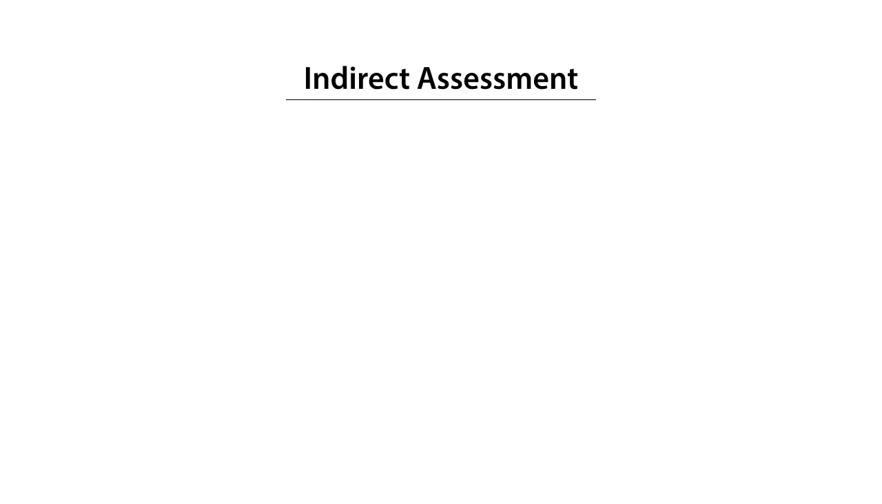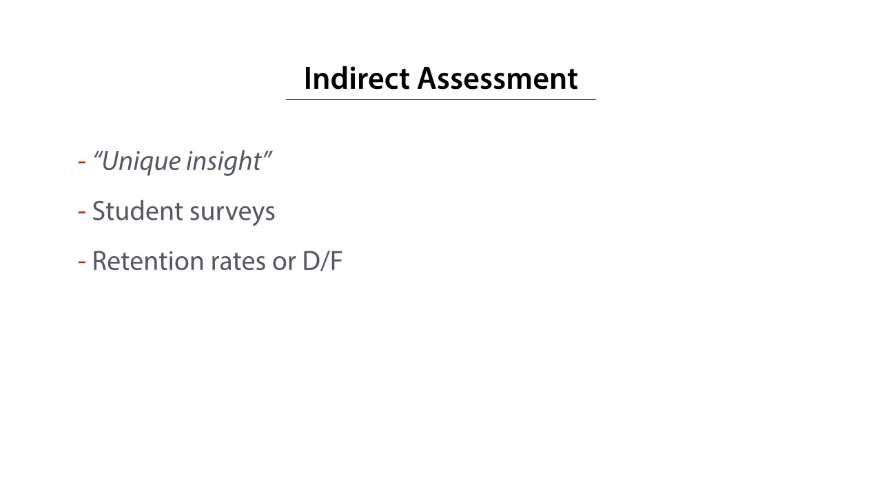There are indirect assessments, and a lot of times I actually argue that these can be preferred because they provide a unique insight into things that you may not have gotten from just looking at the product. They tell us what was going on inside the head of the students. So student surveys, or we can look at some real metrics like retention rates or DFs and try and ask the question, why are the students that are failing, and use those to help us figure out what went wrong.